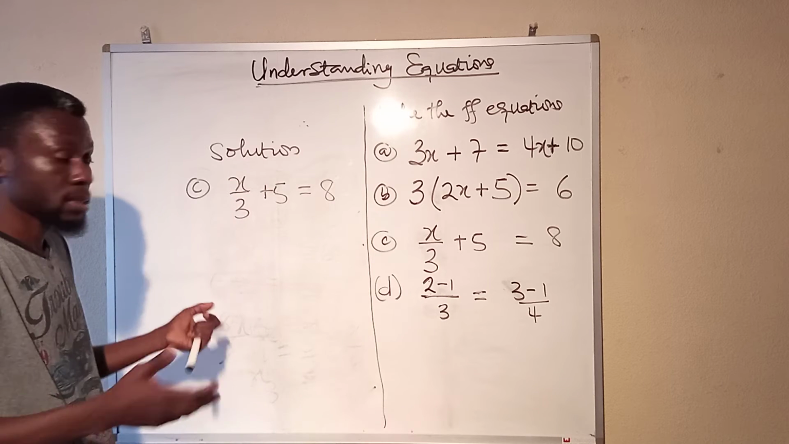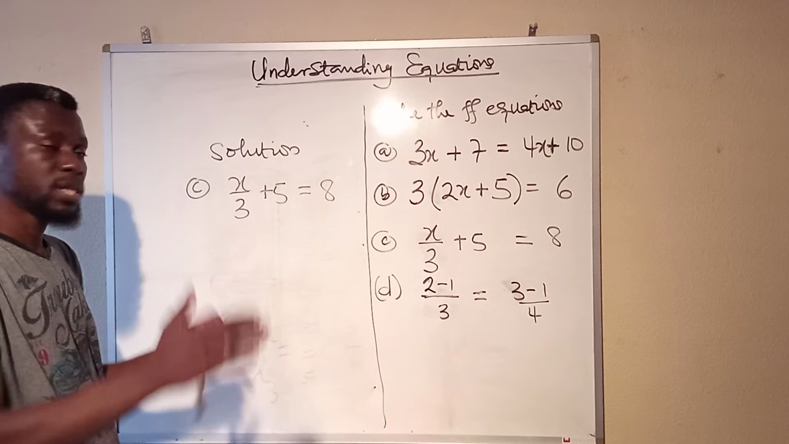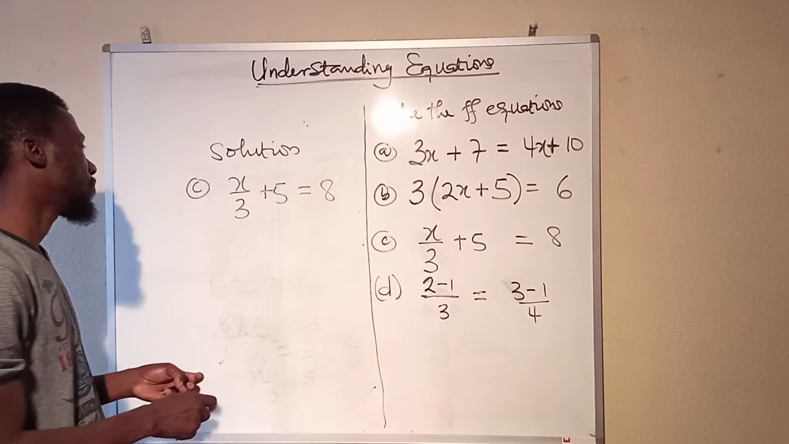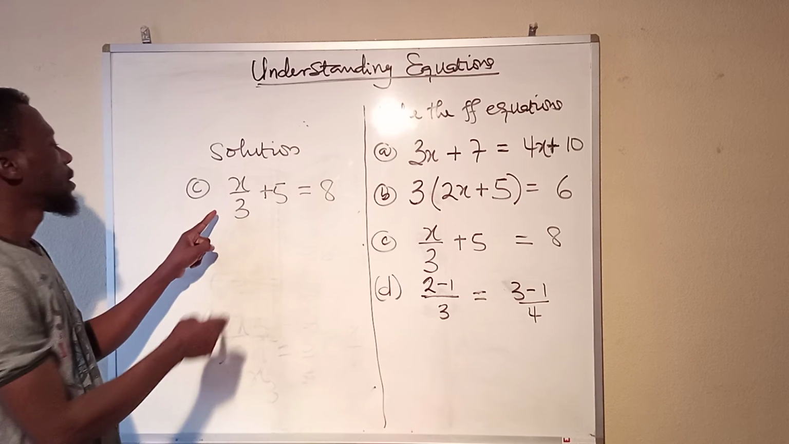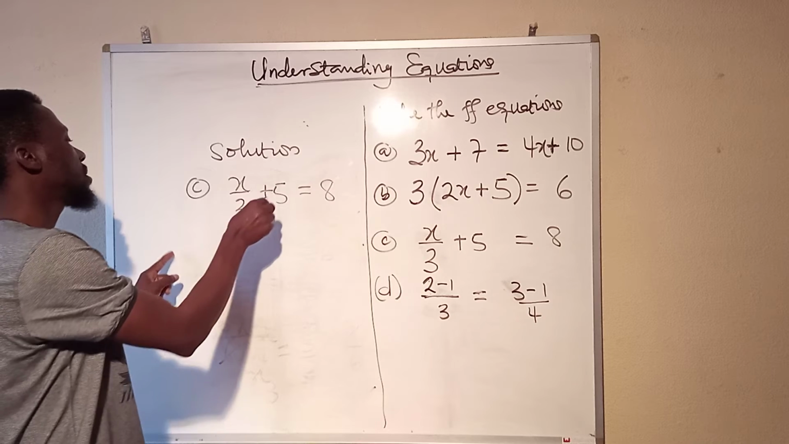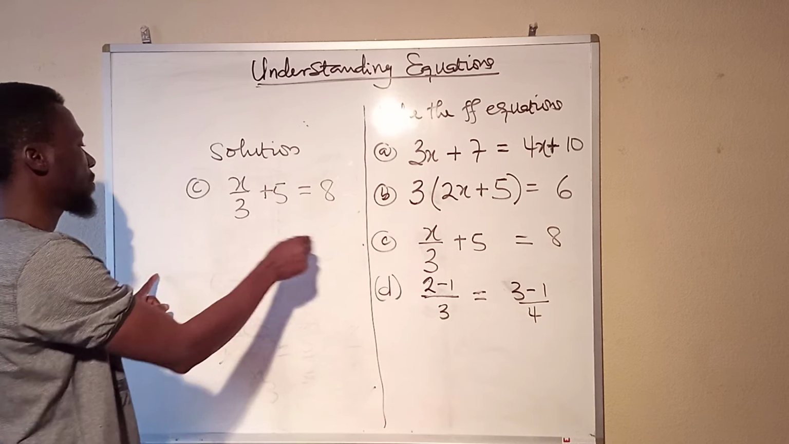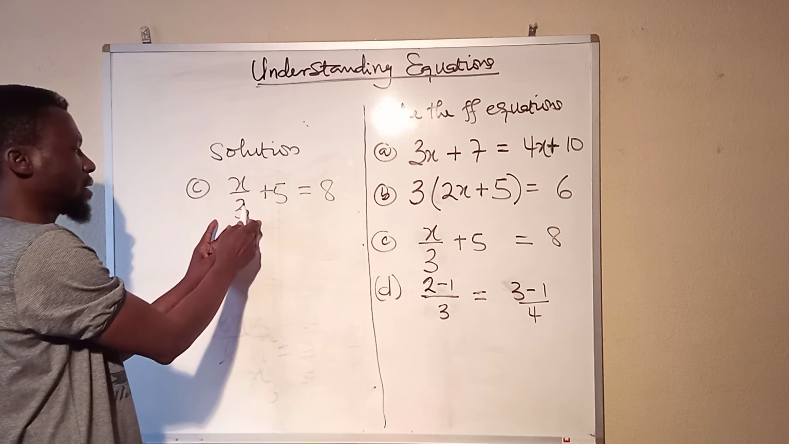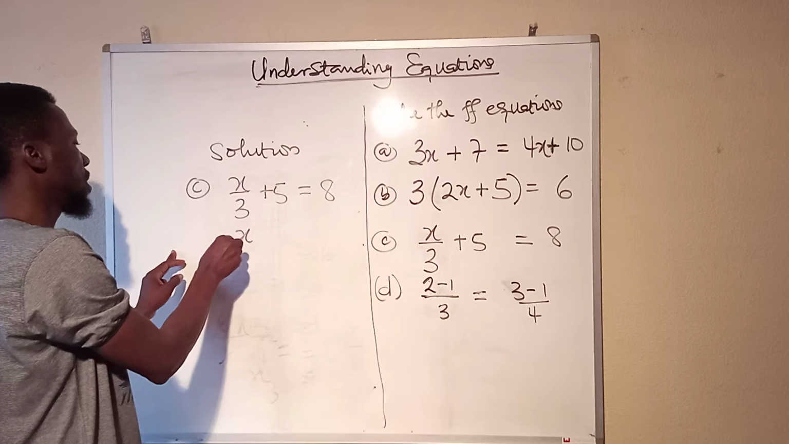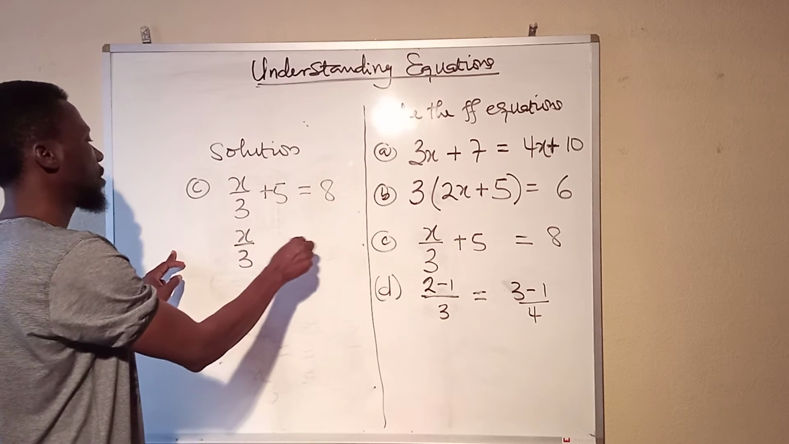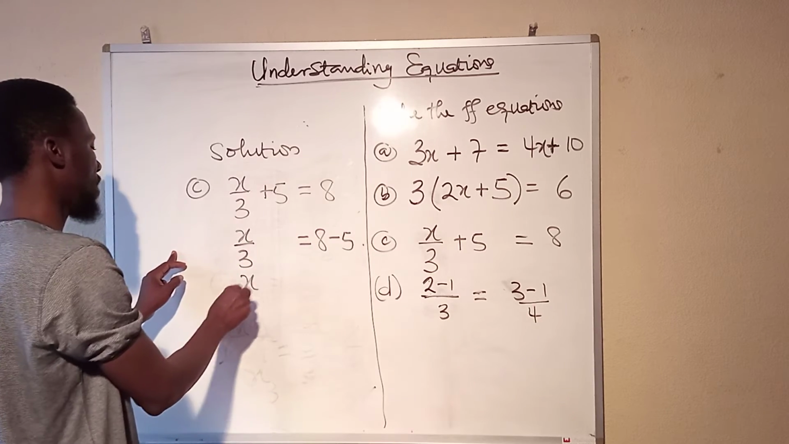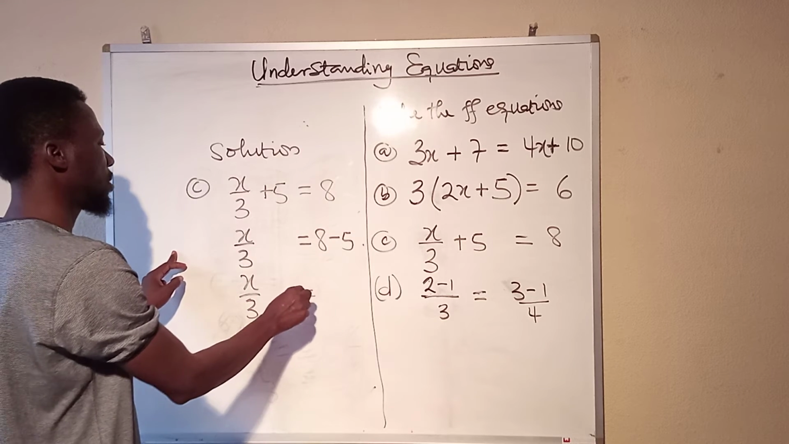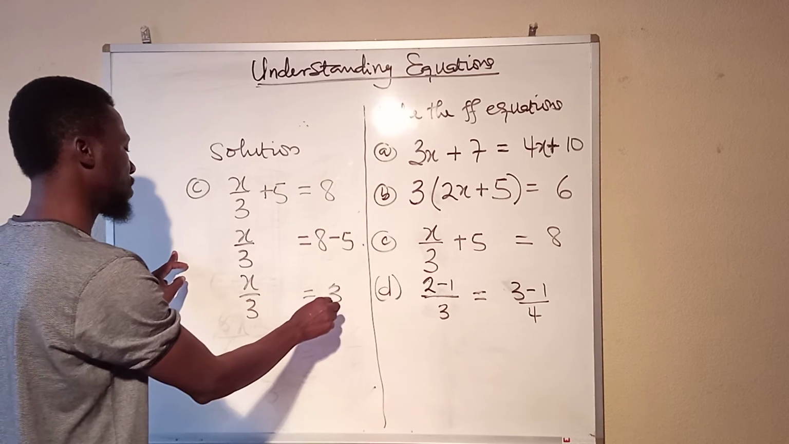But then let's assume we do not know. Let's follow the principles to solve it and see what we shall have. Here we can decide to subtract 5 from the other side and leave the term with x over here. So we can just say x out of 3 is equal to 8 minus 5. So we shall have x out of 3 is equal to 8 minus 5, which gives us 3.